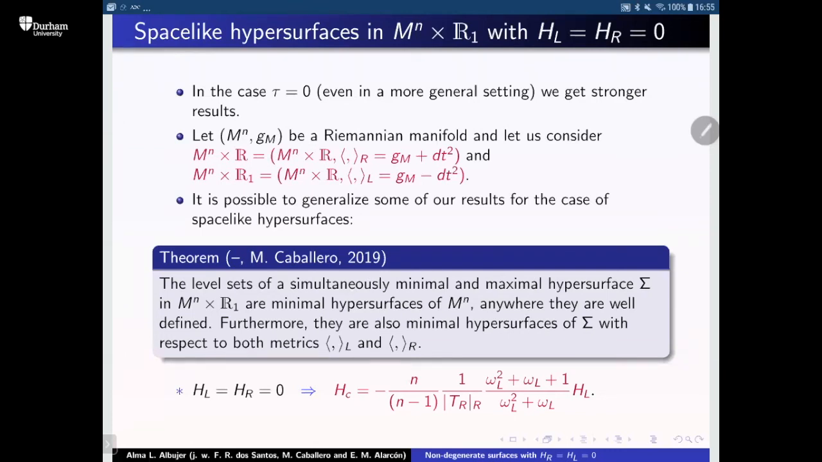I obtained the result with my colleague, Magdalena Caballero, but the result was obtained also by Luis, Fabio, and Eva Larcon in an independent and simultaneous way.